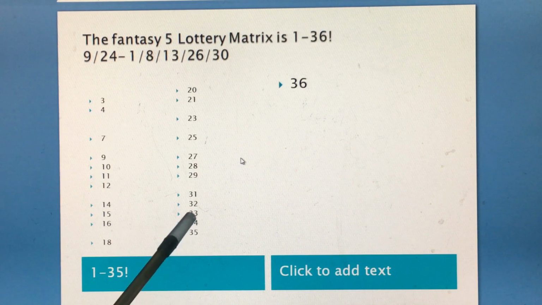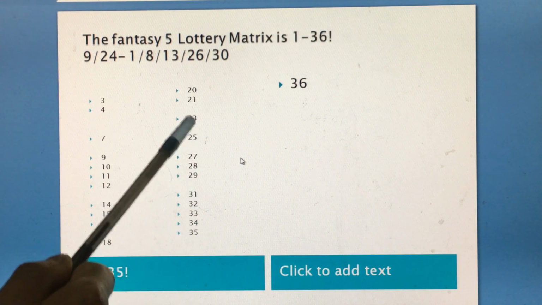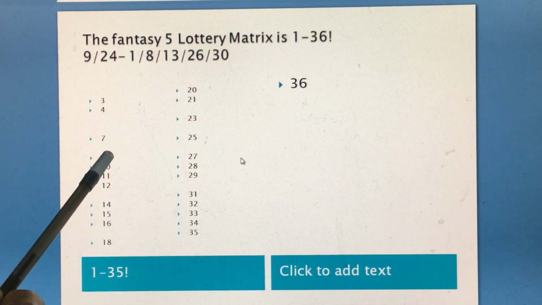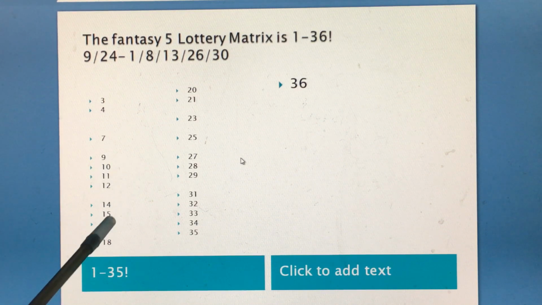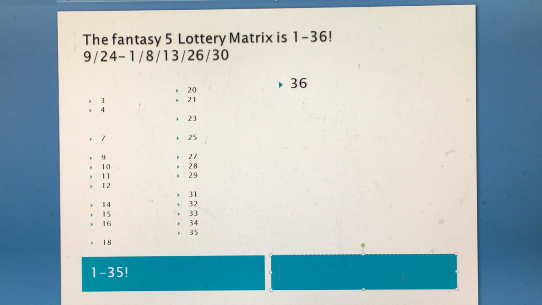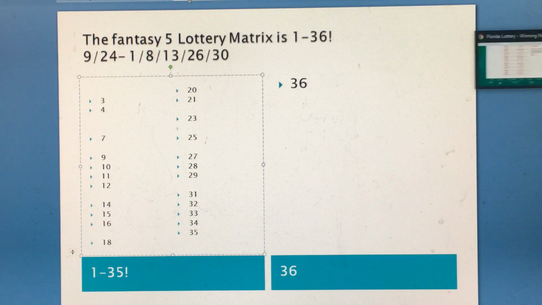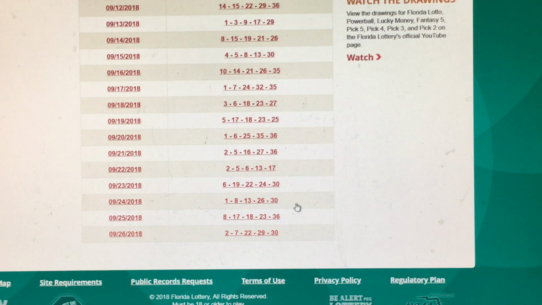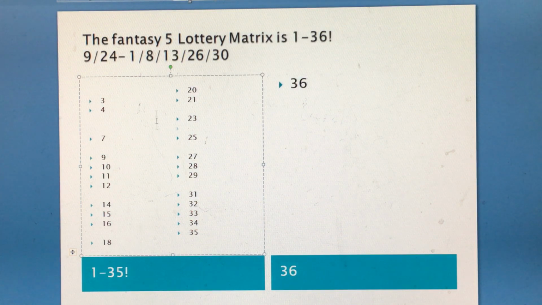1, 2, 3, 4, 5, 6, 7, 8, 9, 10, 11, 12, 13, 14, 15, 16, 17, 18, 19, 20, 21, 22, 23, 24 matrix numbers are left over in the law of elimination. And the fourth round, let's look at the fourth round. 8, 17, 18, 23, and 36.